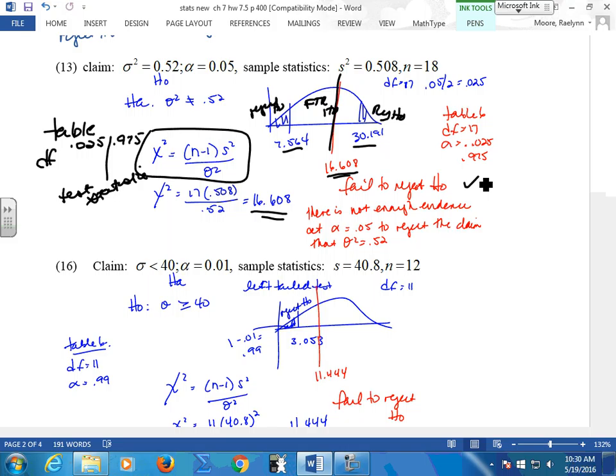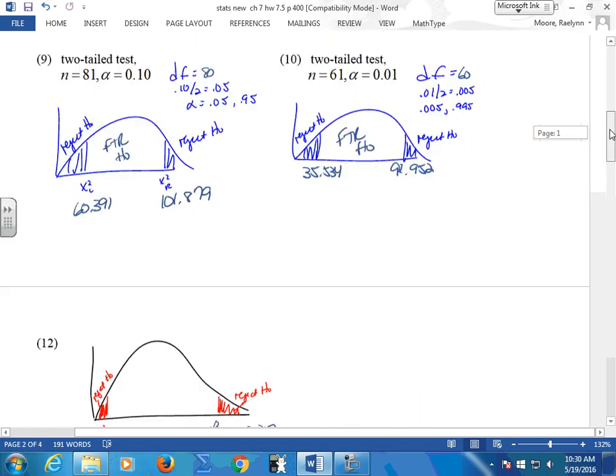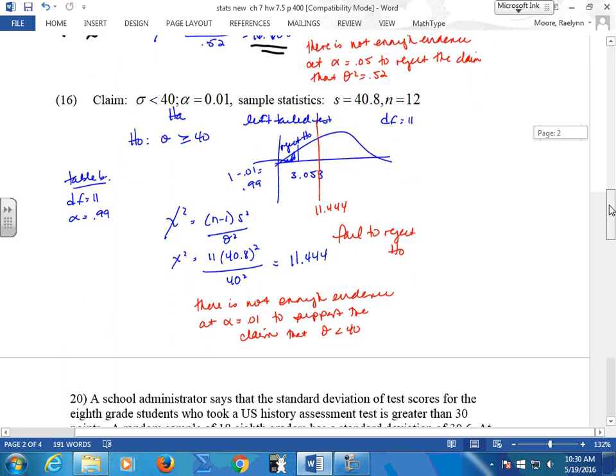Everybody okay with that? Is there something that's not working? Critical value test? No? Everybody's good? This one does work differently, but you can kind of see the similarities. The pattern is the same.